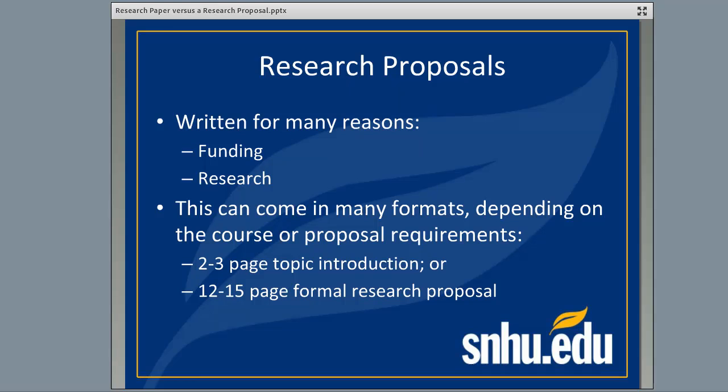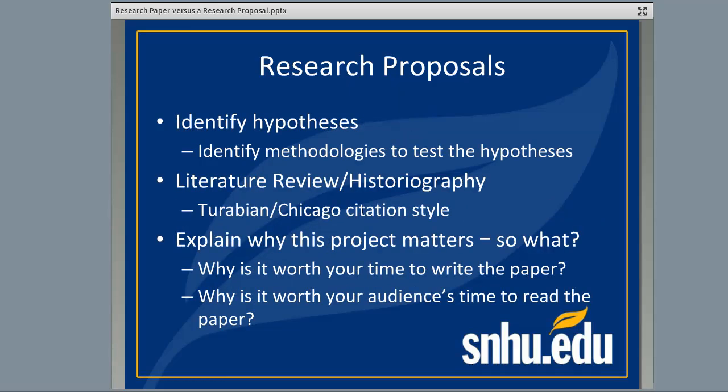That can be a 2 to 3 page topic introduction or a 12 to 15 page formal research proposal. In historical research methods, you will be focusing on the formal research proposal of 12 to 15 pages. And again, it's very important to be very clear and very concise within that 12 to 15 pages. So again, we do stick to those limits as well.